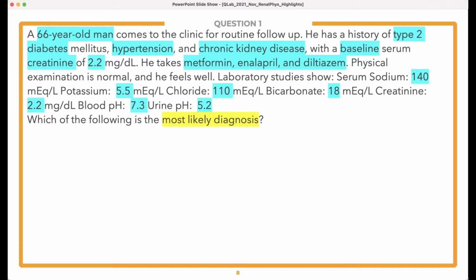And if you look at the lab values, you may be wondering, some of those look a little bit off, okay? So then if we get down to the lead-in, this is asking us, what is the most likely diagnosis? So this is likely just a one-step question.